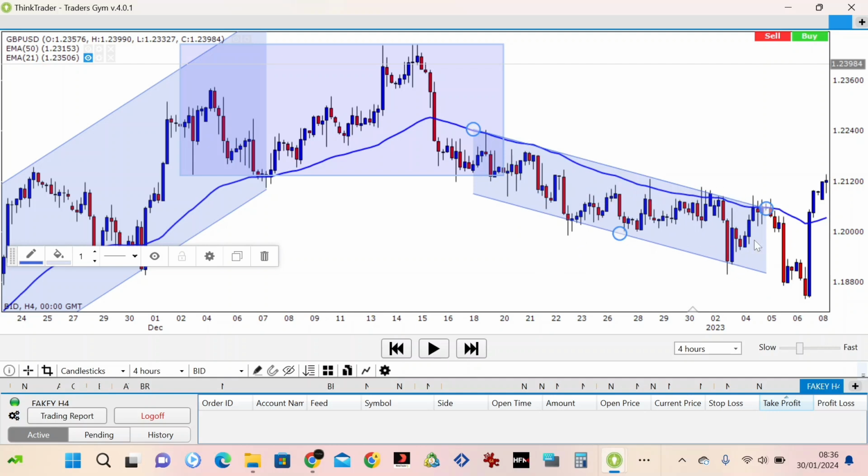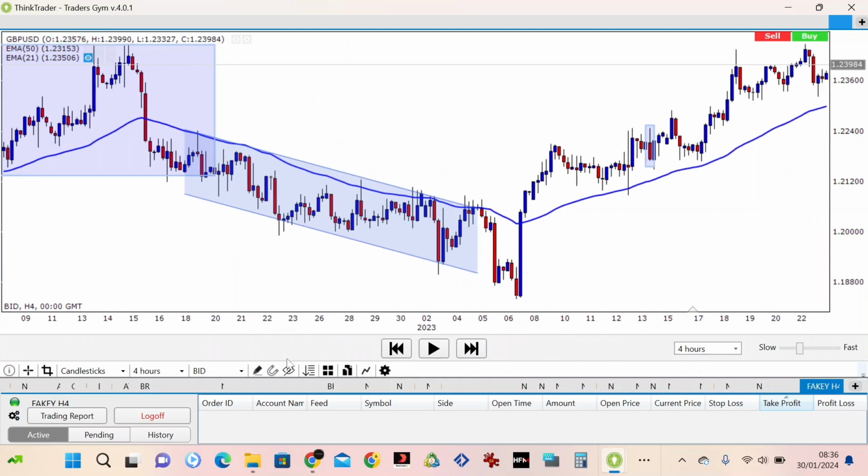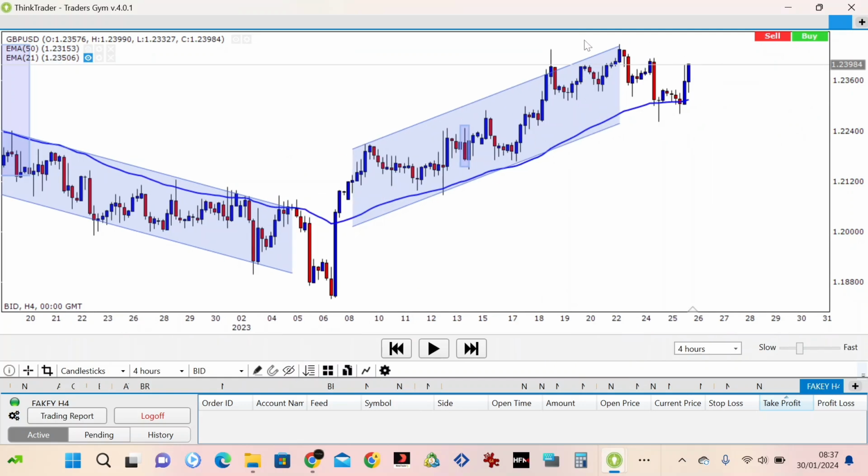After channeling, it will range a little bit, then it will break out the other way. Look at the breakout here again. Then after the breakout, it will channel again. That's just what the market does all the time. This is market cycle 101. Then it starts ranging again. You can see the range here again.